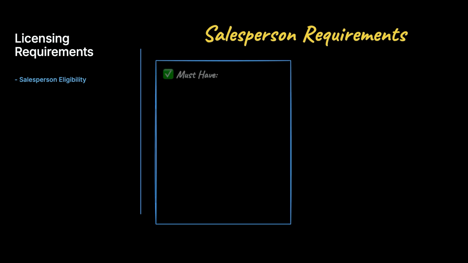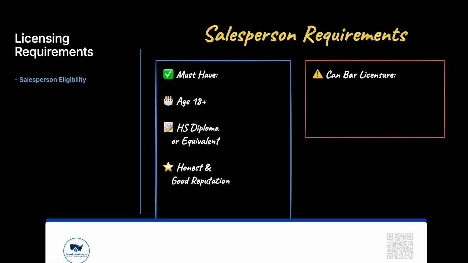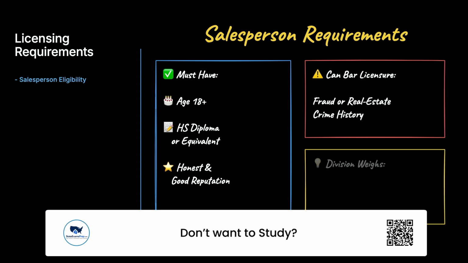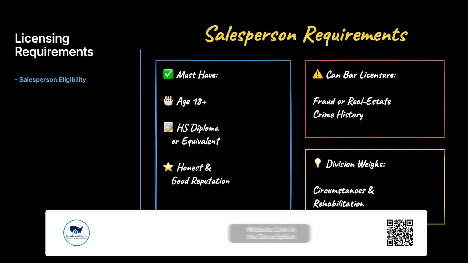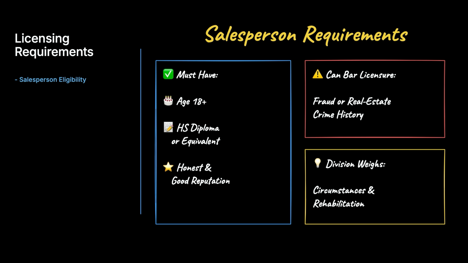Now let's tackle how you become licensed, starting with the salesperson. To qualify, you must be at least 18, hold a high school diploma or equivalent, and be honest, truthful, and of good reputation. A serious criminal history, especially fraud or real estate crime, can bar or delay licensure, though the division weighs the circumstances and rehabilitation.